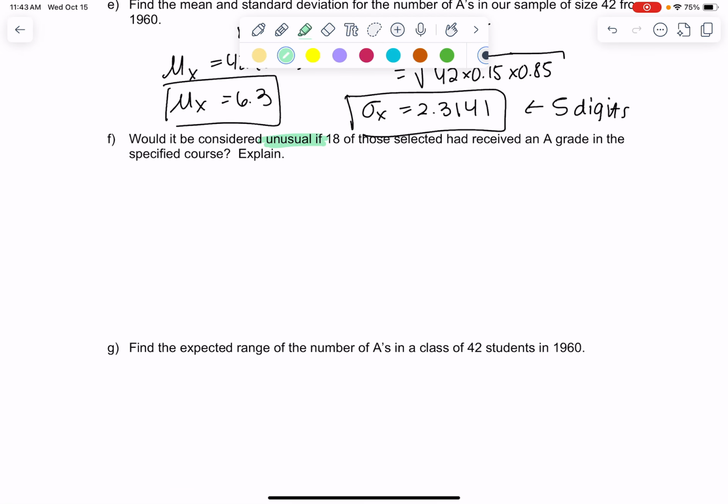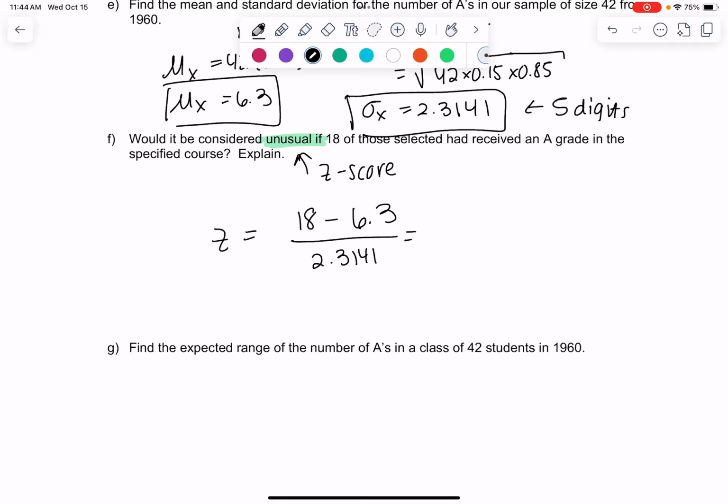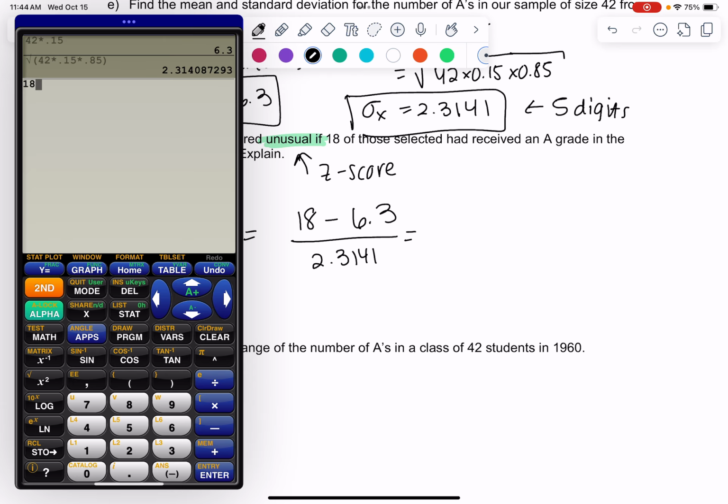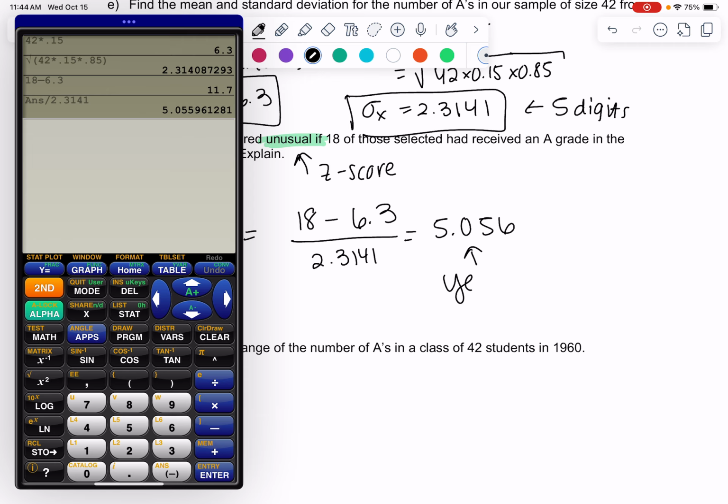So let's say we have a class and 18 of those students get an A. Would that be unusual? Remember, unusual is just Z-score. So we have 18 is my data value, 6.3 is my mean, 2.31414. The Z-score formula is never going away. It's coming back in chapter 6. We use it a lot. So 18 minus 6.3, and then divide by the standard deviation. Is this unusual? Yes, very unusual. It's way past 2 standard deviations.